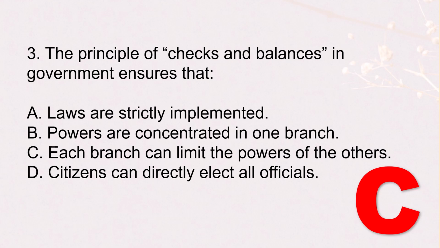Alright, so the correct answer is letter C. Checks and balances prevent any one branch from becoming too powerful. That is why this ensures that each branch can limit the powers of the others. So letter C is the best answer. Letter A is the duty of the executive, the implementation of the law, not a check and balance principle. Letter B contradicts the idea of separation of powers. And letter D refers to democratic participation, not checks and balances. So letter C is the best answer.